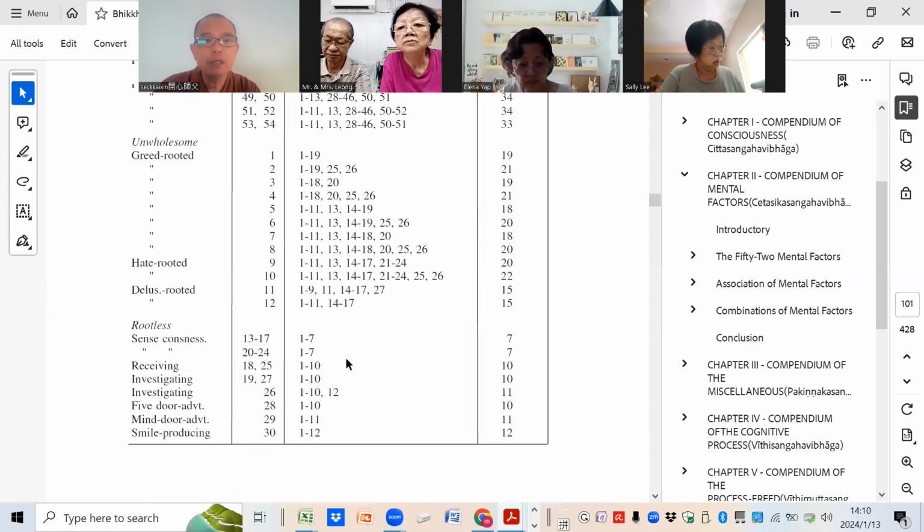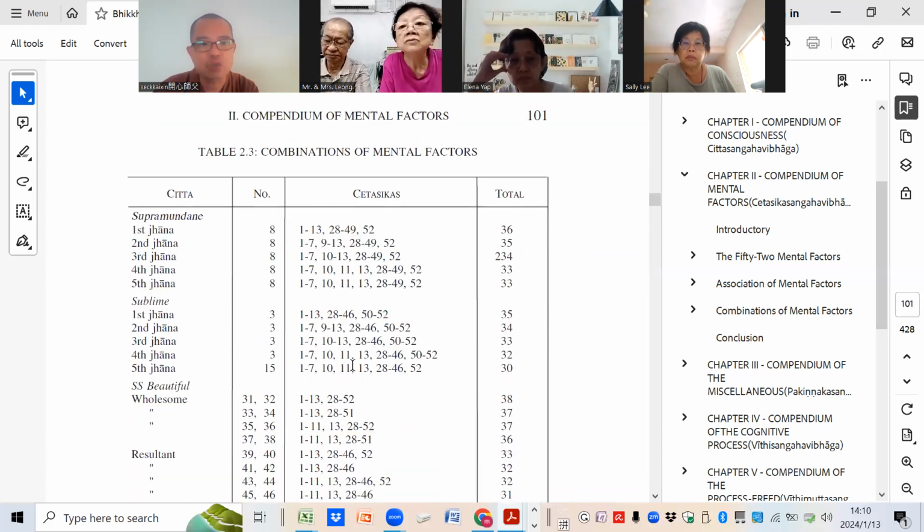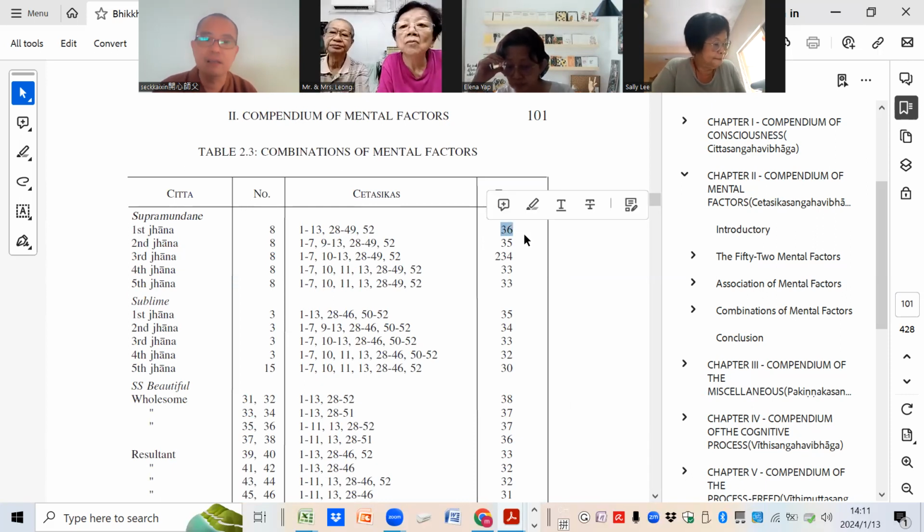Basically, we'll try to find out, class, take a look. This is the supramundane diagram, whether it's the path, this is the path and the fruit. In the first jhana, there will be a total of 36 cetasika. In the previous lesson, we know that we got 36 cetasika. How do we know 36? You see, take a look at the diagram.